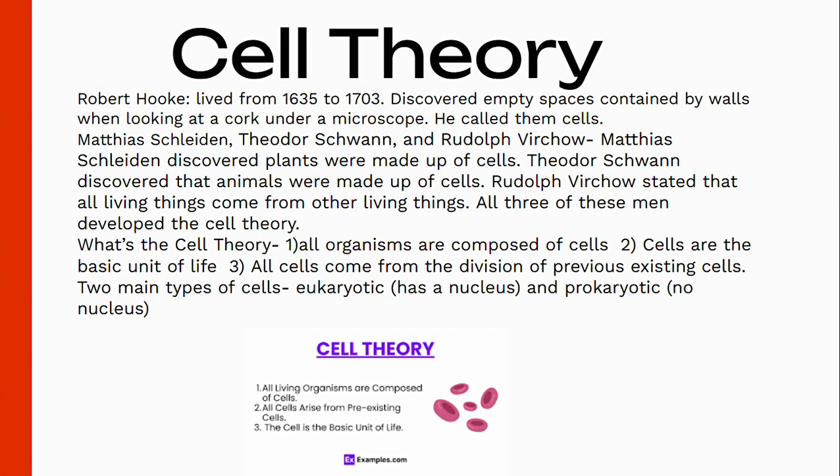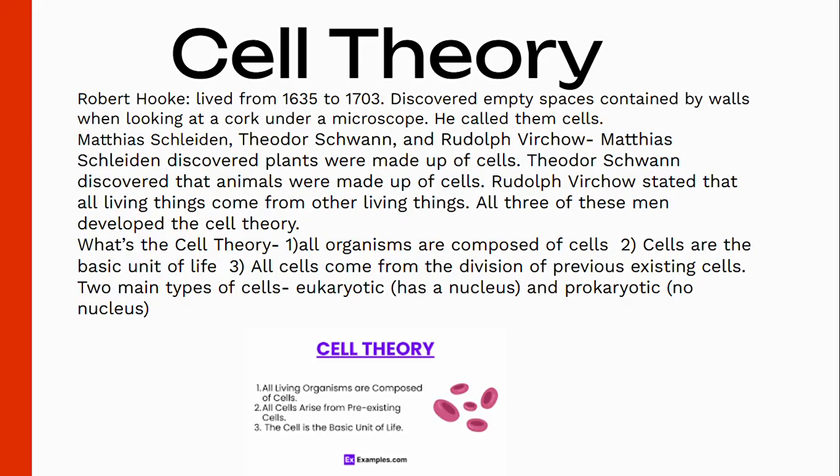So we have cell theory. So cells were discovered by Robert Hooke, who lived from 1635 to 1703. He discovered them when he was looking at a cork under a microscope and noticed these empty spaces in the cork that contained walls, and he called them cells.